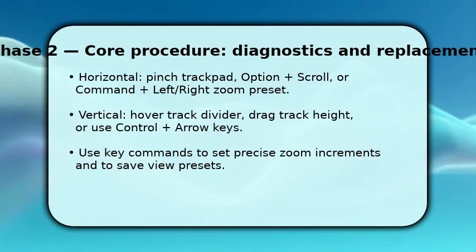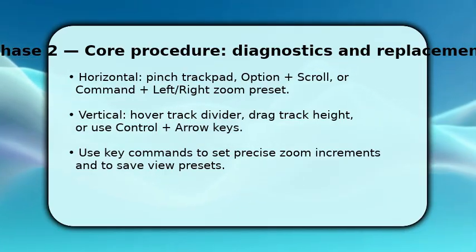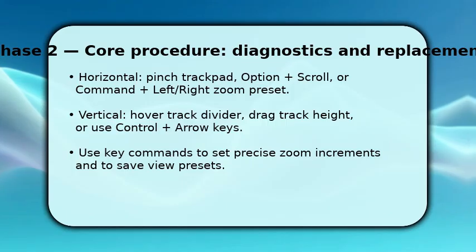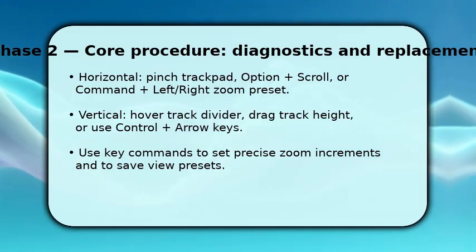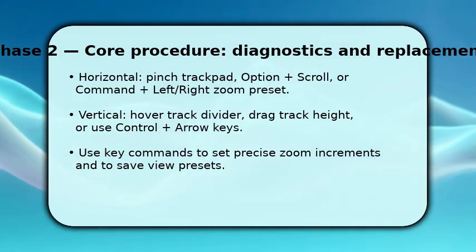Now refine the view so you can see timing and amplitude clearly. For horizontal zoom, pinch on the trackpad or hold Option and scroll the mouse. Command plus left/right also steps through presets.